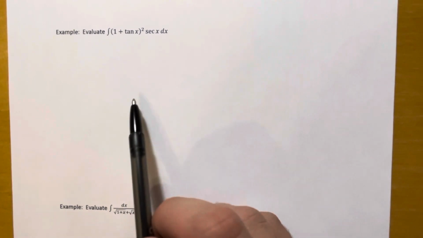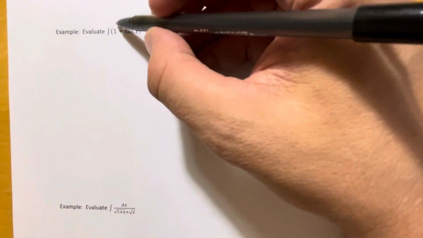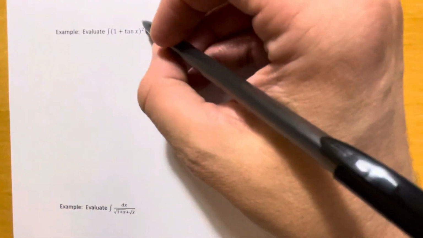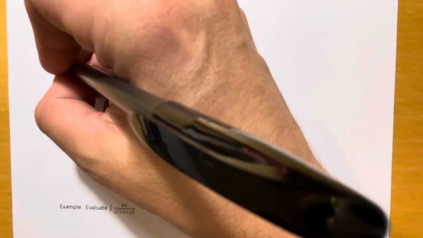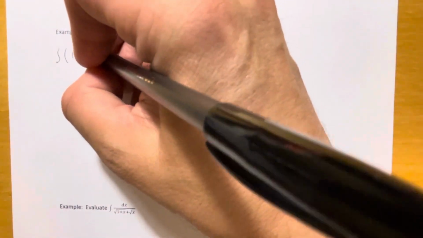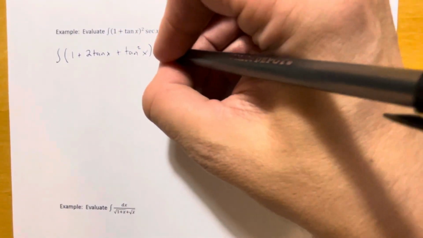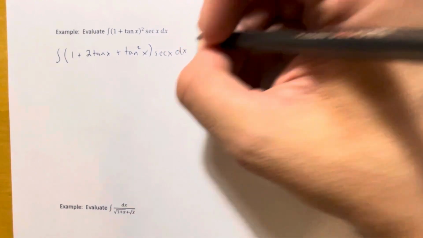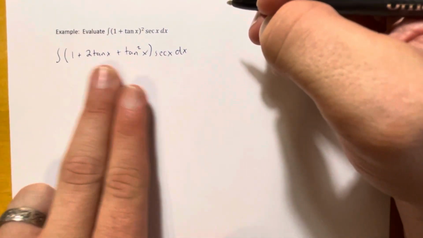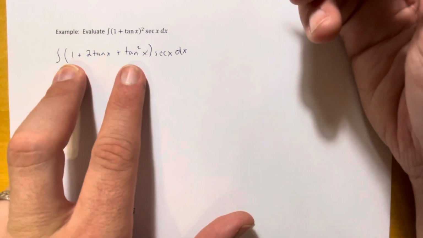And for this one, I think a good place to start is to simplify the integrand, or manipulate it in a way that puts it in a better form. So I'm actually going to square the stuff in parentheses, because that's what it's telling me to do. Now, if I squared 1 plus tangent, I'm going to get 1 plus 2 tangent of x plus tangent squared of x. Then I have the secant of x dx sitting on the outside, right? Within this set of parentheses here, I see a trig identity that I can use. 1 plus tangent squared is equal to secant squared.